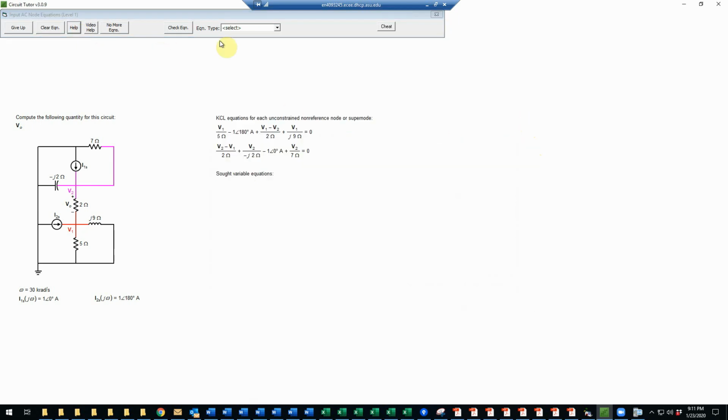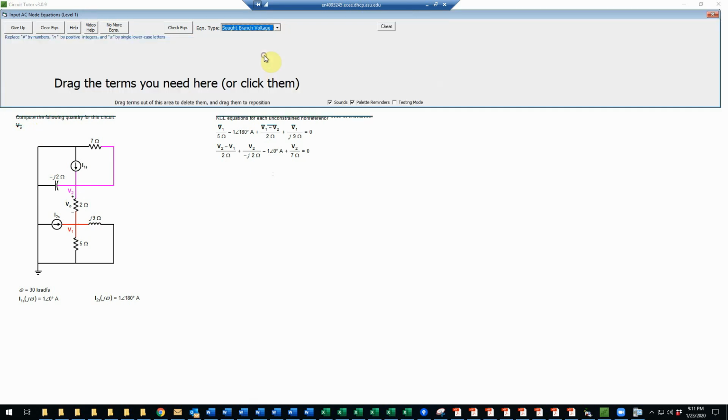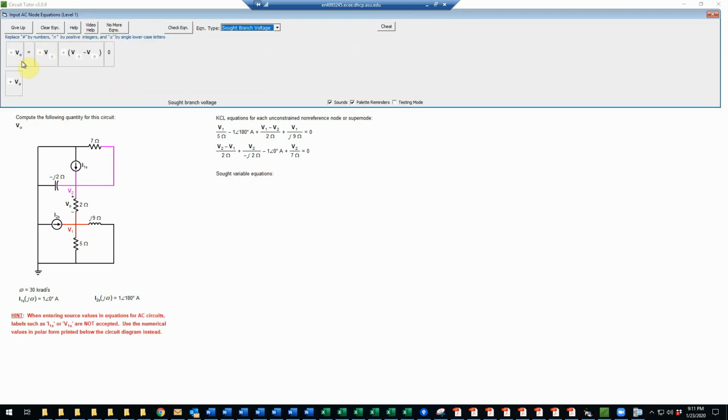Okay, so because this is a solutions game, we are being given the KCL equations, and we do not need to enter those. But for this level, we do need to enter the SOT variable equation for the unknown voltage V0. Since that is a SOT branch voltage, it appears across a single element. Therefore, we'll select SOT branch voltage from the menu, and that'll be V0 equal to, and now we observe that that's actually the voltage difference between V2 and V1.